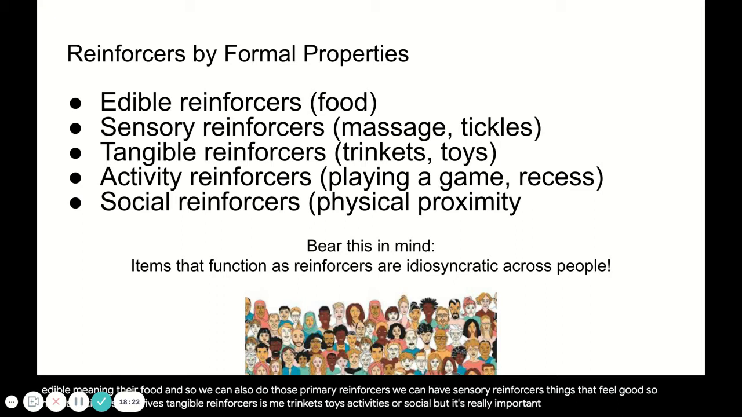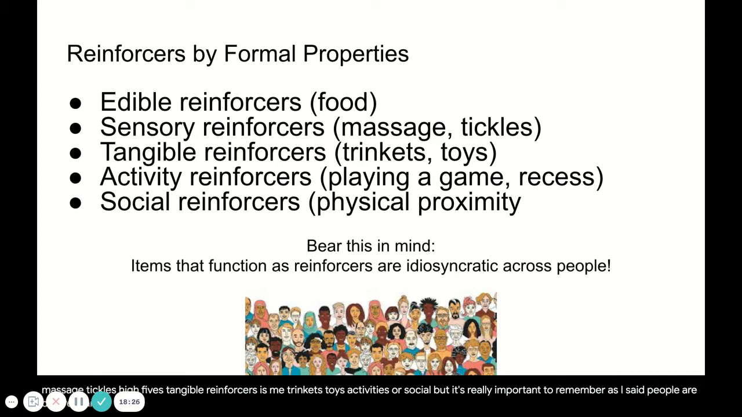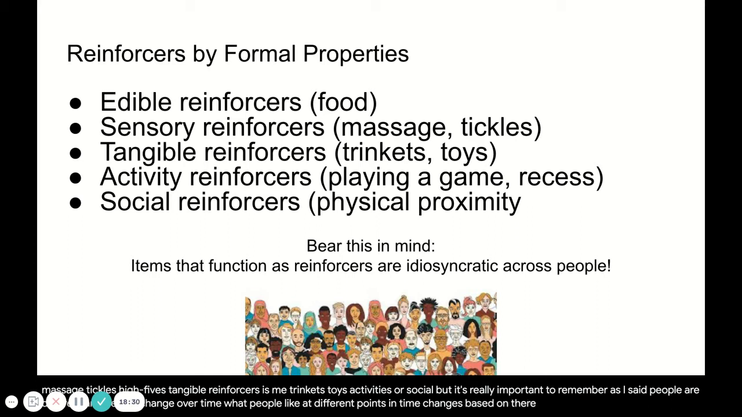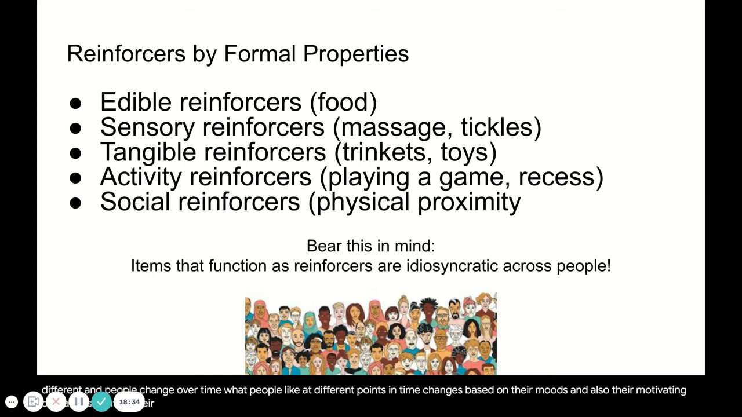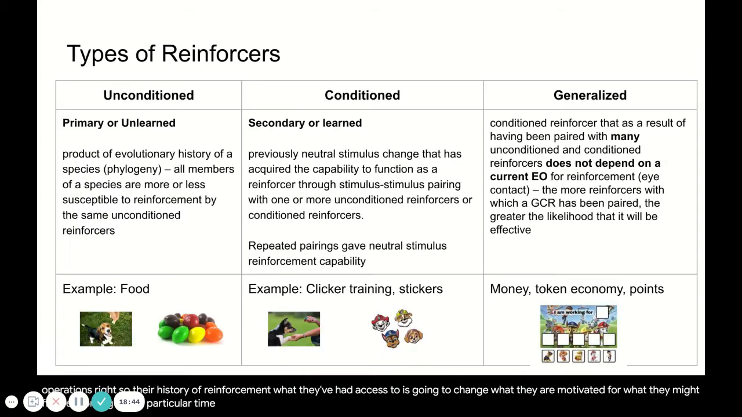But it's really important to remember, as I said, people are different, and people change over time. What people like at different points in time changes based on their moods and also their motivating operations, right? So their history of reinforcement, what they've had access to, is going to change what they are motivated for and what they might find reinforcing at any particular time.